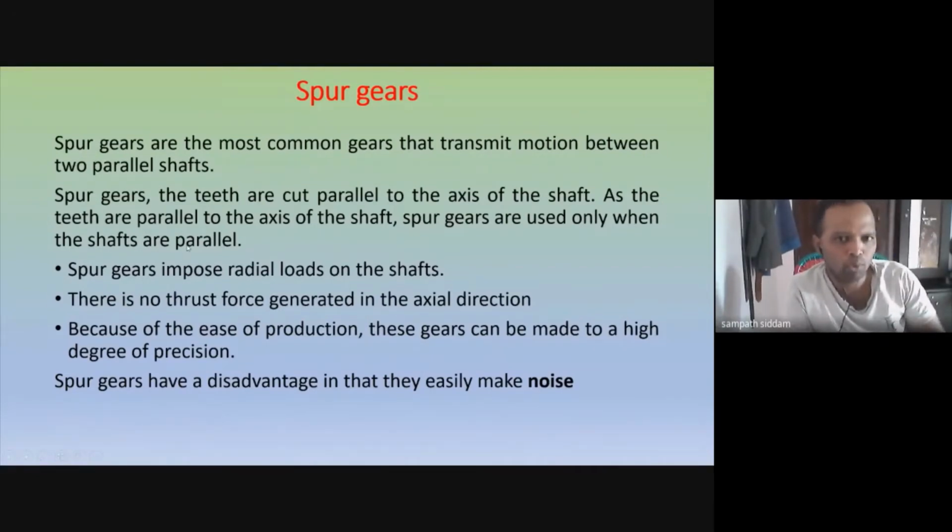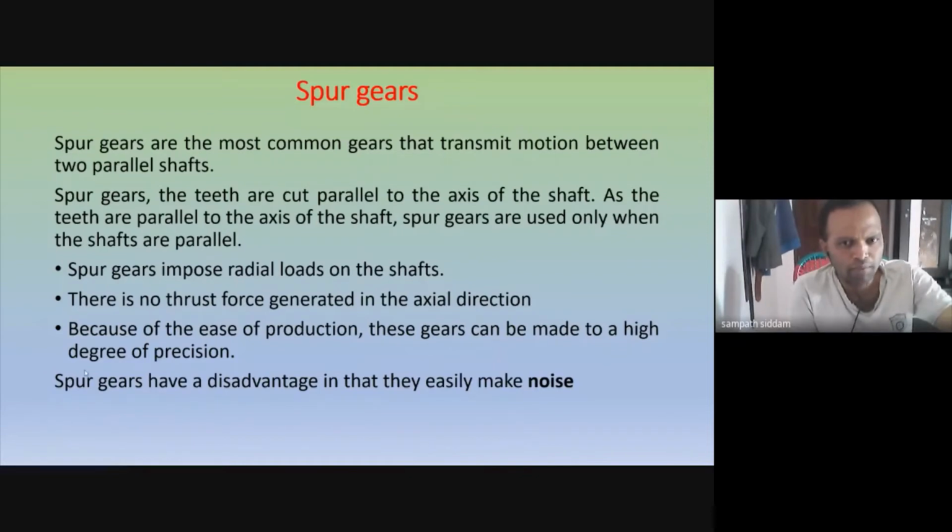These spur gears impose radial loads on your shafts. You have different kinds of loads, axial loads, radial loads, different kinds of thrusts which can be imposed on gears. When you go with spur gears for power transmission between parallel shafts, the major load applied is radial. There is no thrust force generated in the axial direction because of the shape of spur gears, whose teeth are parallel to the shaft axis.